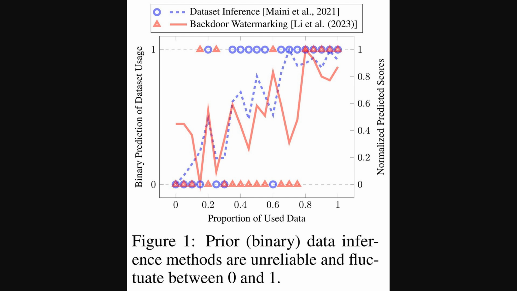Alright, so building on that idea of refining membership inference, this first figure really illustrates the problem with older approaches. These methods are primarily binary, meaning they typically just indicate if, say, all of a dataset was used, or none of it. The figure shows two such prior techniques, dataset inference and backdoor watermarking. As you can see, when the actual proportion of data used changes, their predictions for dataset usage just jump wildly between 0 and 1. This really shows why we need a more nuanced tool, like the proposed dataset usage cardinality inference, to get an actual percentage.